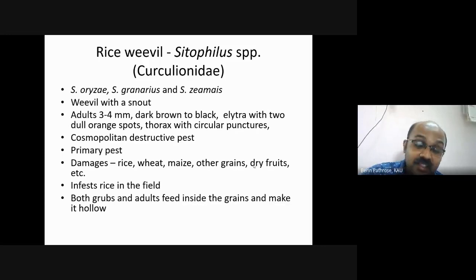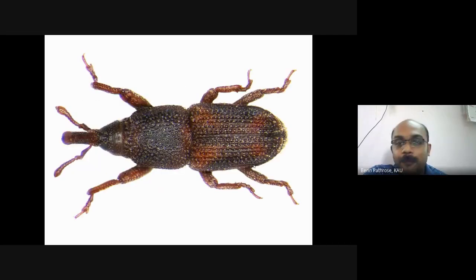As with any other curculionid insect, the head is projected as a snout. That is a typical feature of any weevil. The size is almost the same as what we discussed about the anobiids, Lasioderma and Stegobium: 3 to 4 mm, dark brown to black in color. It's almost black. Elytra with two dull orange spots and thorax with circular punctures. That you can see.